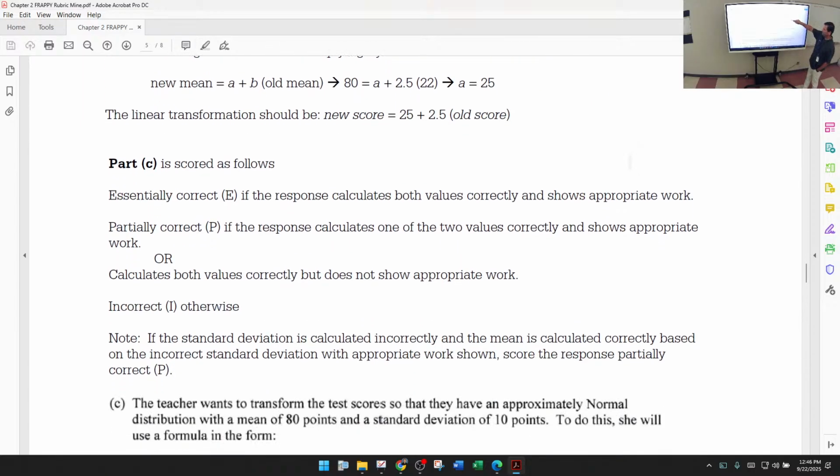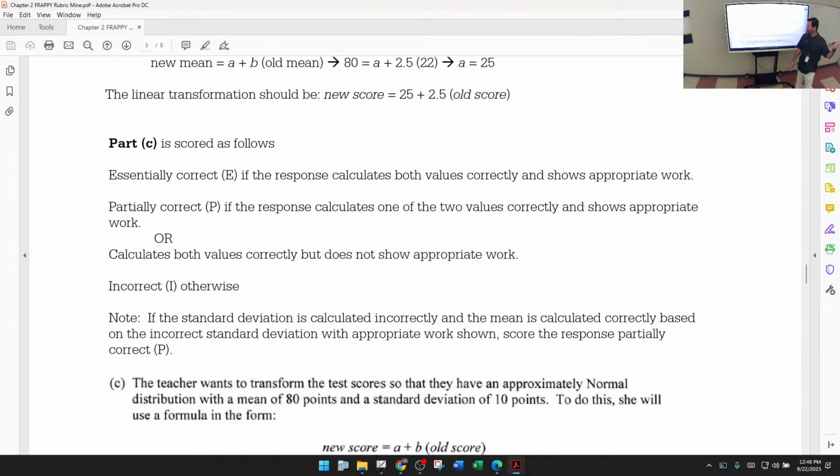Okay? Here's how it's scored in E. Essentially correct means the response calculates both correctly and shows appropriate work. In other words, you got something down there besides a naked answer, right? You got something that shows you how you got those two values. Partially correct if you only got one of those two values correctly and shows work, or you got them both correct but you didn't show anything. Okay, so that's how you can get a P.